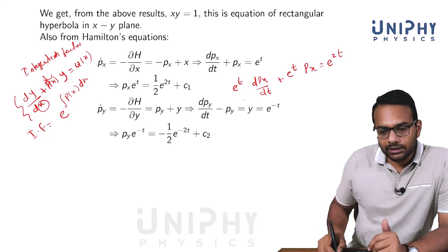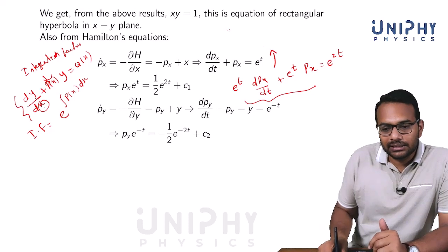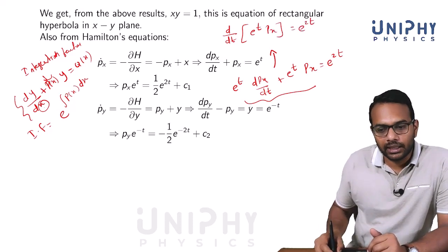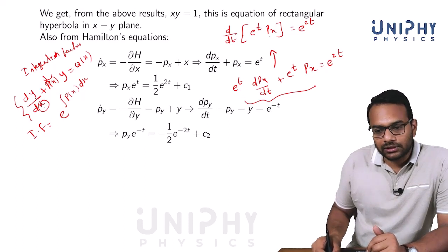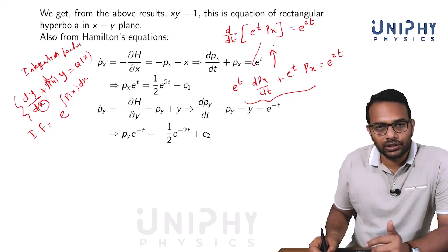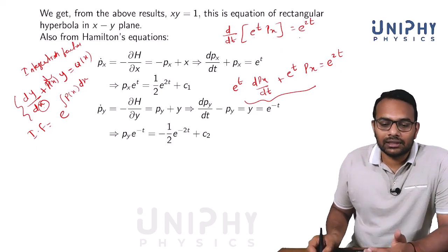Now what does this mean? This means that we can write this as a total derivative. Let me write it here. This means that d by dt of e raised to t px is equal to e raised to 2t. Because if you use the product rule, the first term would be, if you keep e raised to t, then dpx by dt. That's this term, and then you take the derivative of e raised to t and retain this px. That's the product rule. That will give you this term. Now we have got the total derivative of something. So now it's easy to solve.